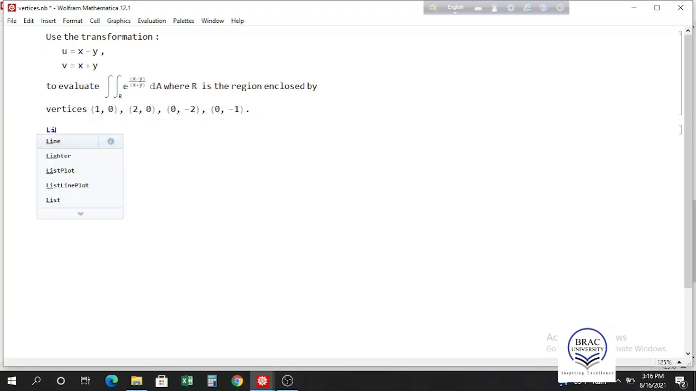There is an easy way to plot this region R. Write the Line command and inside the command give a list, and inside that list give separate lists for these coordinates. 1 0, and keep that 1 0 in a list, and then give a comma and write 2 0 in another list, and this way write all the lists. 0 minus 2 and 0 minus 1. And keep the whole thing in the Graphics command to plot this.